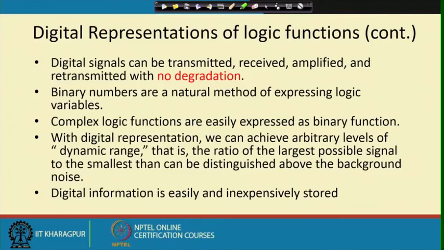The last point is that digital information can be easily and inexpensively stored. With the advancement of DRAM technology and SRAM technology, we can store a large amount of information digitally in the system, and the quality is also much better than the analog storage.